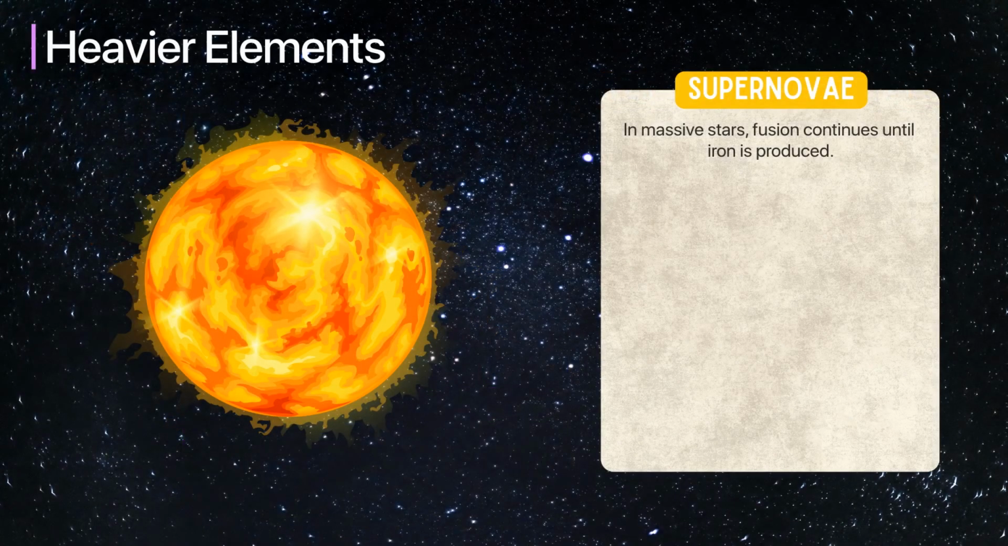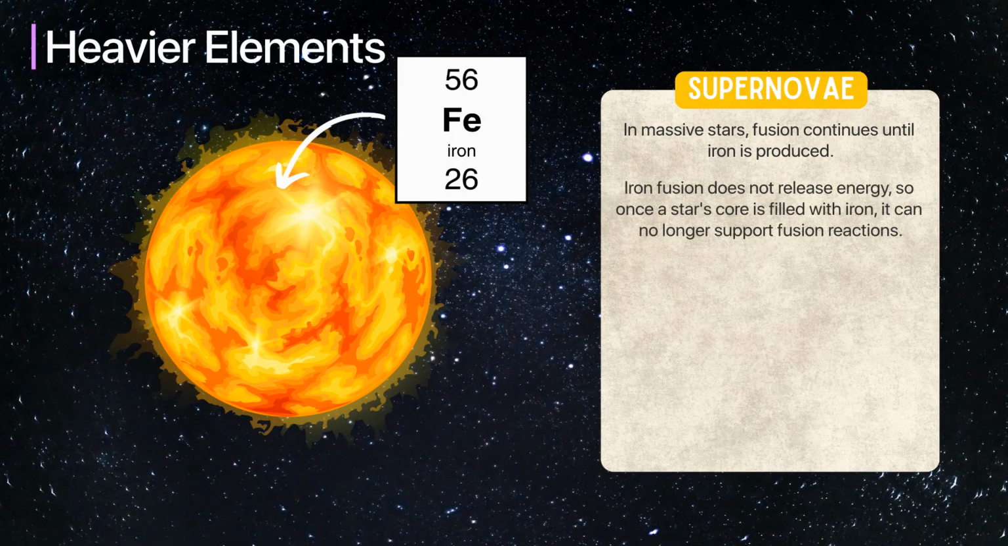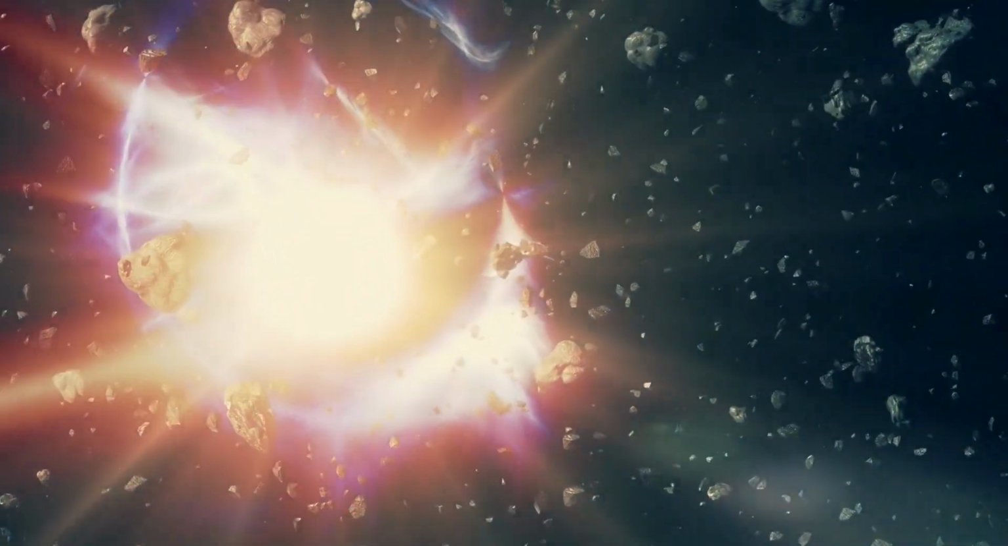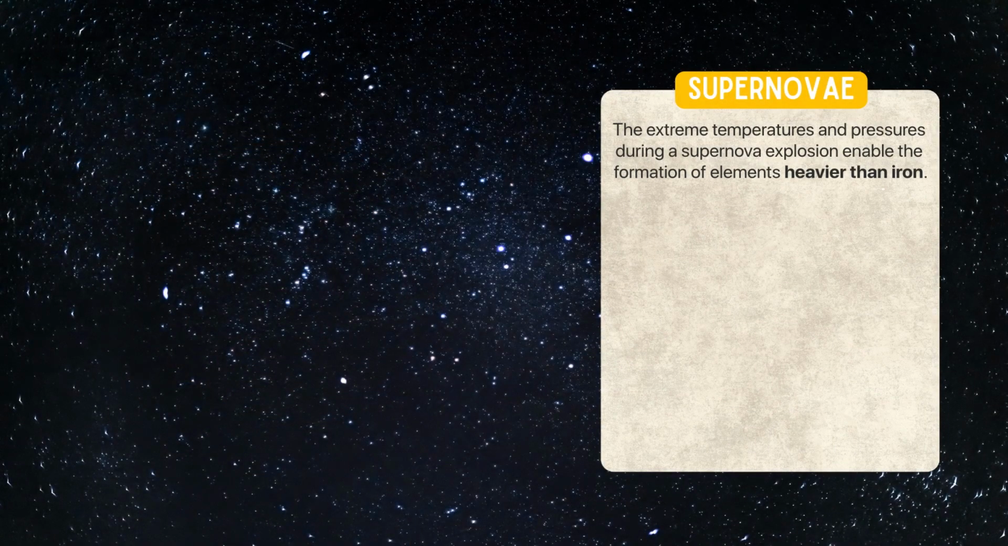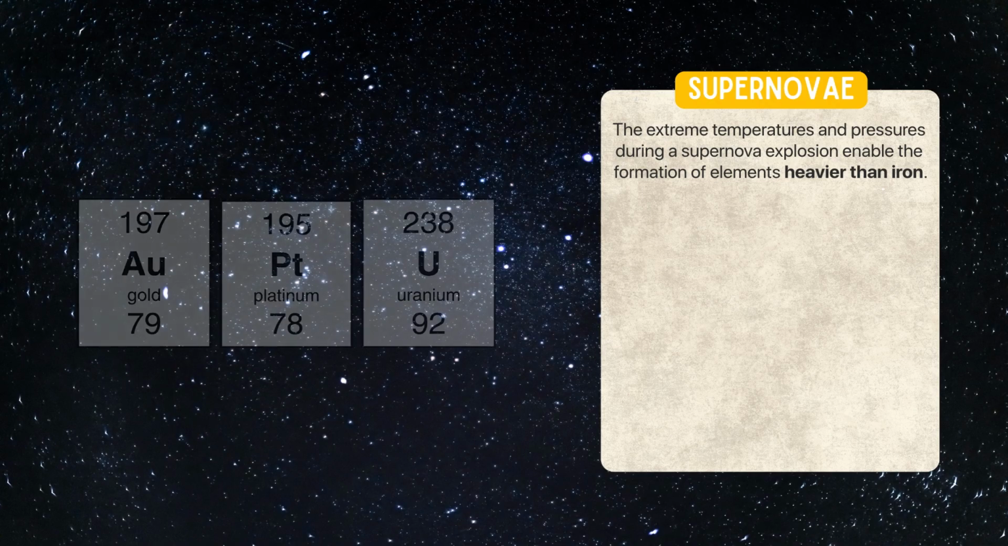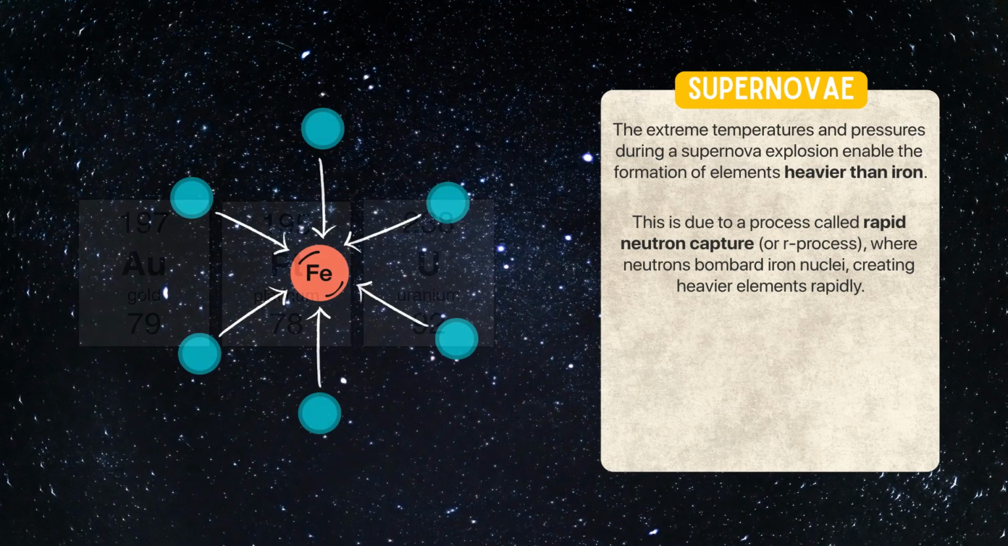In massive stars, fusion continues until iron is produced. Iron fusion does not release energy, so once a star's core is filled with iron, it can no longer support fusion reactions. This leads to a catastrophic collapse of the core, followed by an explosive supernova. The extreme temperatures and pressures during a supernova explosion enable the formation of elements heavier than iron, such as gold, platinum, and uranium. This is due to a process called rapid neutron capture, or R process, where neutrons bombard iron nuclei, creating heavier elements rapidly.